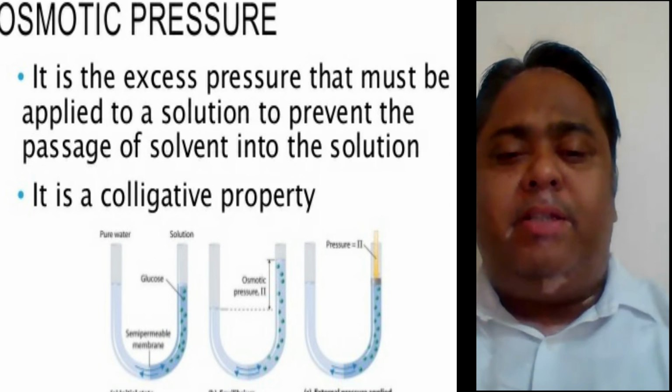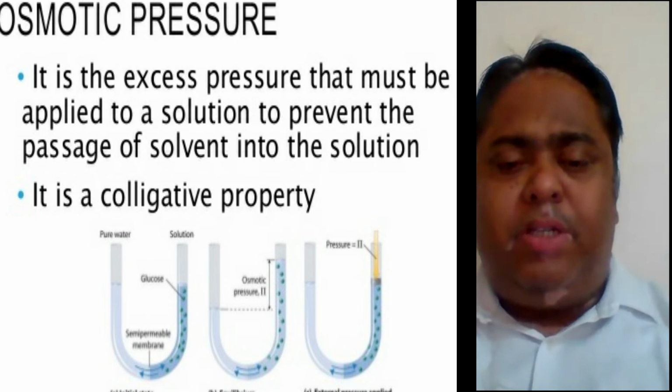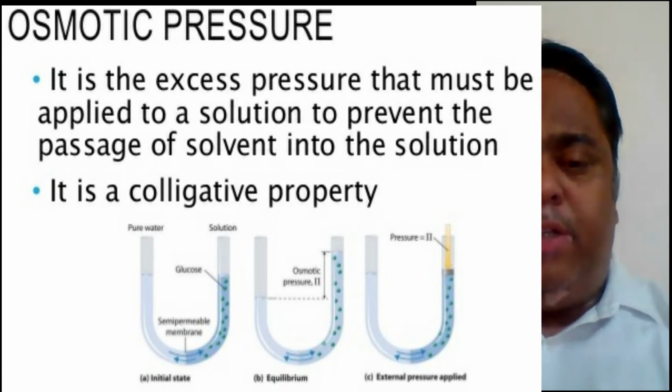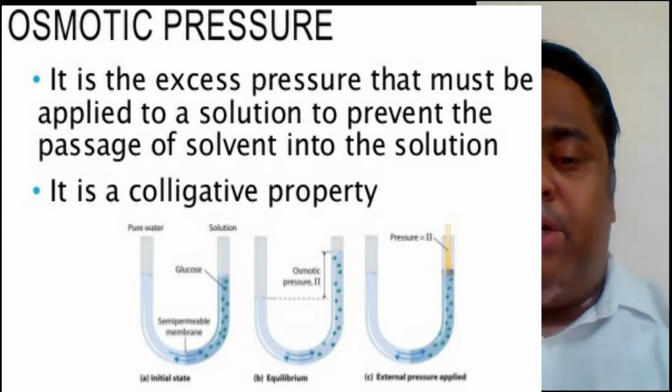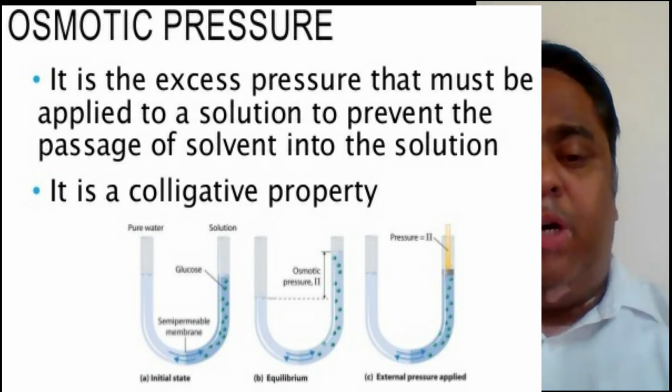Another colligative property is osmotic pressure. What is osmosis? Osmosis is a phenomenon in which, if two liquids with two different concentrations are separated by a semi-permeable membrane, then the solvent molecules move from a region of high concentration of the solvent to the low concentration of the solvent. I am not talking about solution, but if we change the words, the definition will change a little bit.